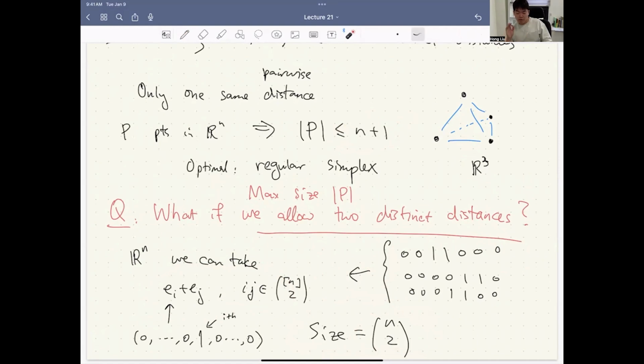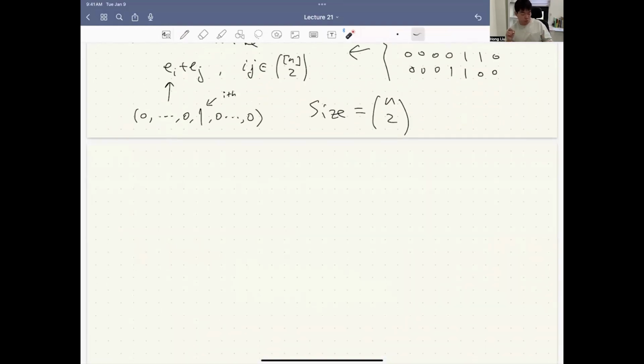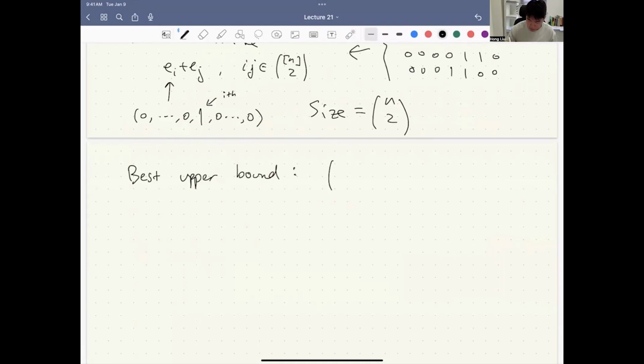We don't know the answer of the exact maximum, but we do know this is quite close to the truth asymptotically. Here's a remark: the best upper bound is n plus 2 choose 2, very close. This is by Blokhuis. We're going to prove something slightly weaker, but easy to state, easy to prove.